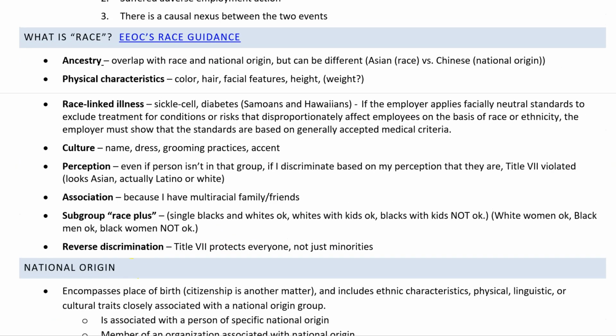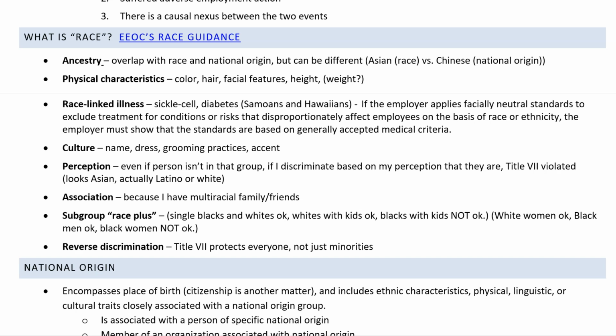So next we'll spend a little bit of time talking about what we mean by race and what we mean by national origin. And a lot of this information is going to come from the EEOC, since they're the administrative body who is in charge of enforcing these laws. So looking at the EEOC's race guidance, what constitutes race? Well, there are a lot of factors that are tied to a person's race, and I have a list here.